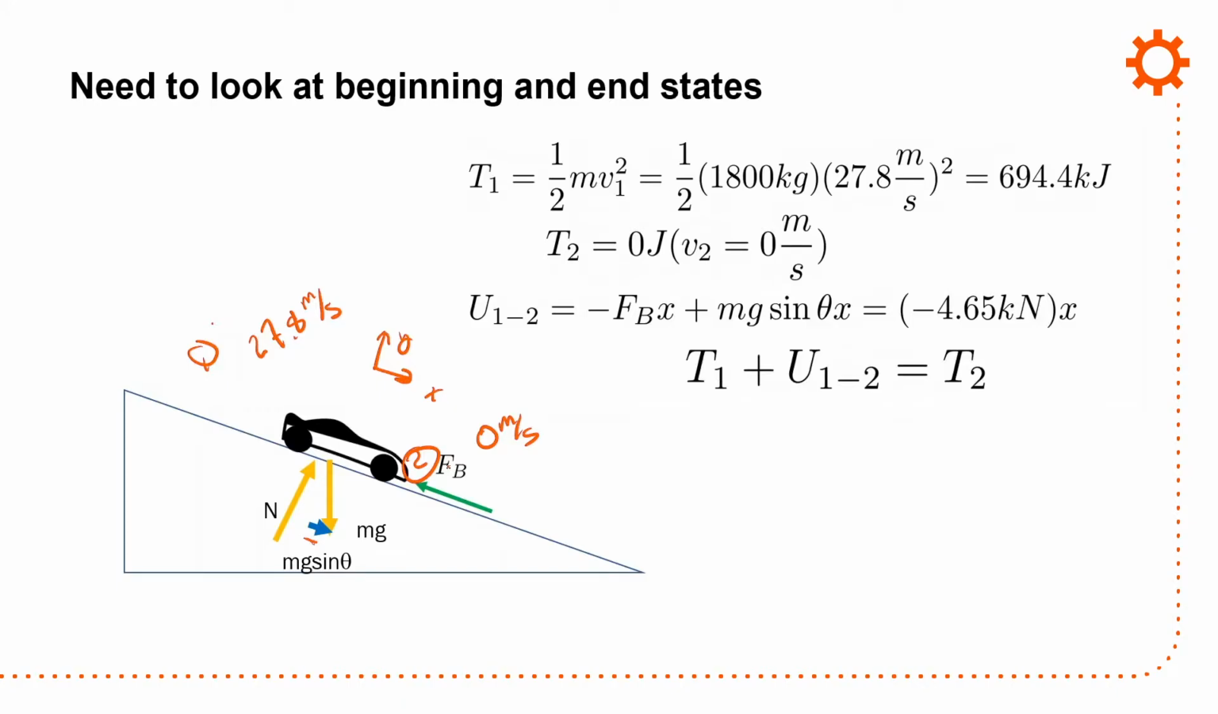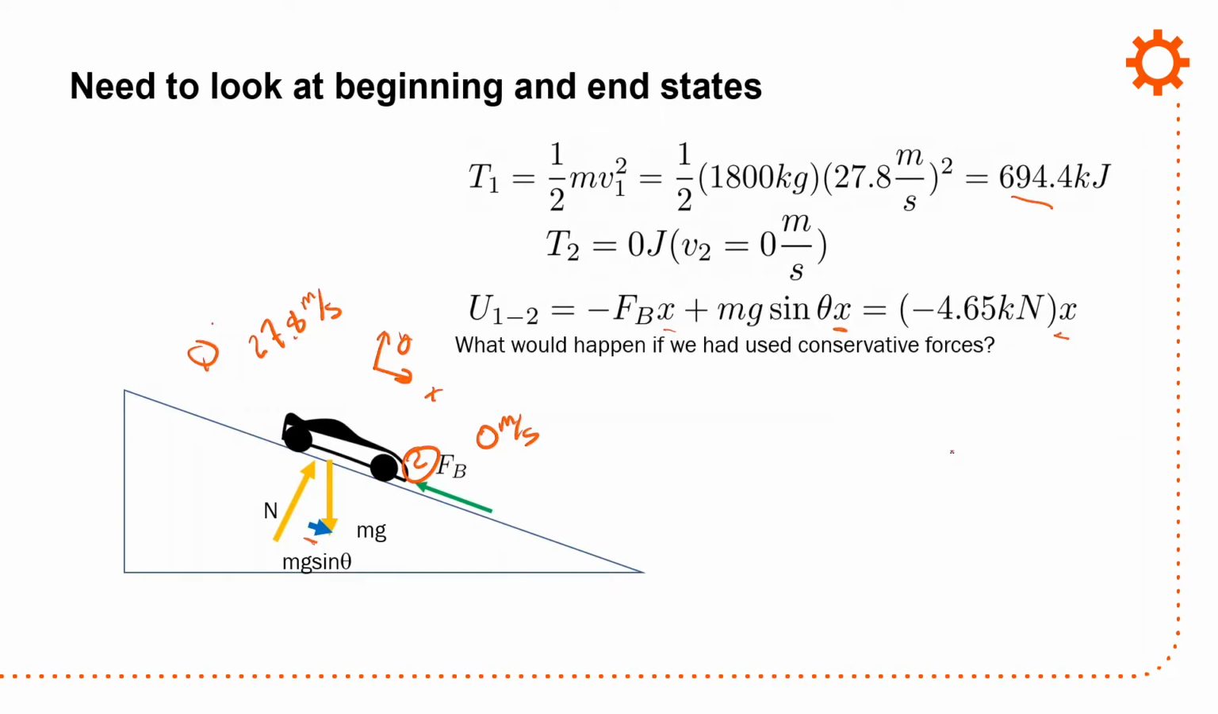So now if I put in the expression, I've got kinetic energy at position 1, plus work from 1 to 2, is equal to final kinetic energy of the system. And I can solve through because x is the only unknown here. I've got x here, x here, x here. I already know what this is. I can solve for T1 over 4.7 kilonewtons, or a distance of 149.2 meters. Super. If I had done this using conservative forces, there'd be a little difference.